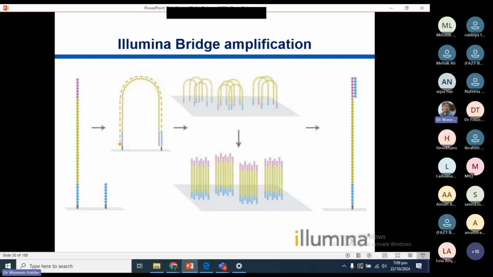Obviously, the primers are there down on the floor. There is a lot of primer. Both types of primers are there. The blue one is complementary to purple, and purple is complementary to blue. And then finally, they keep on moving, and those bridges are formed.